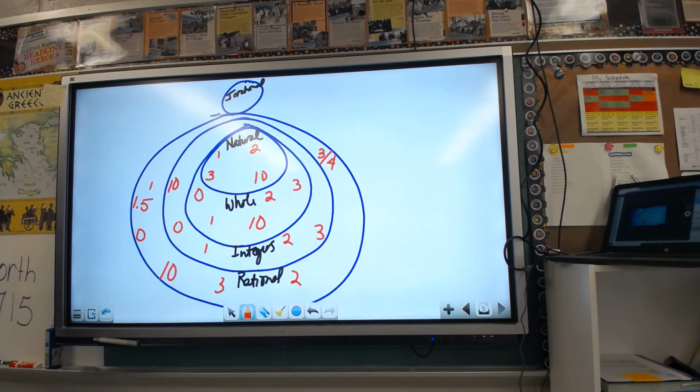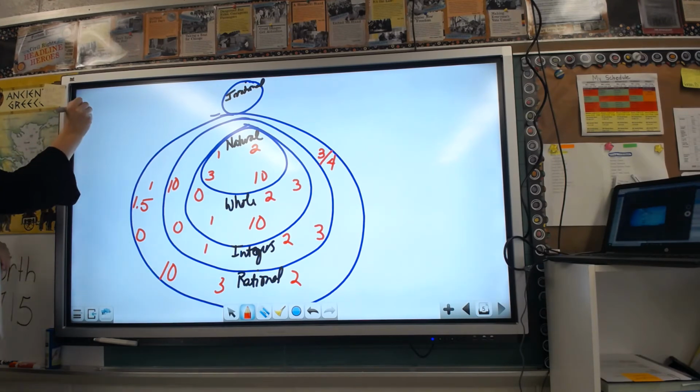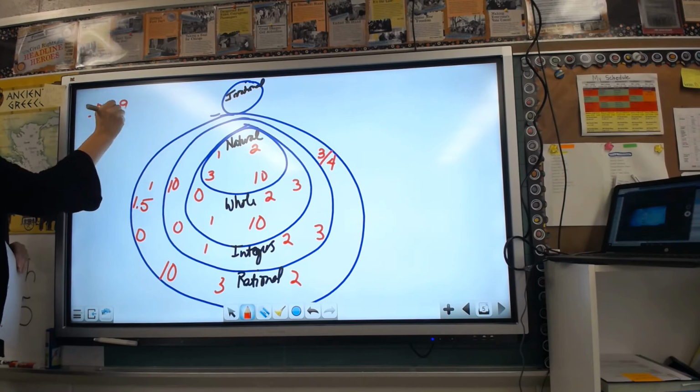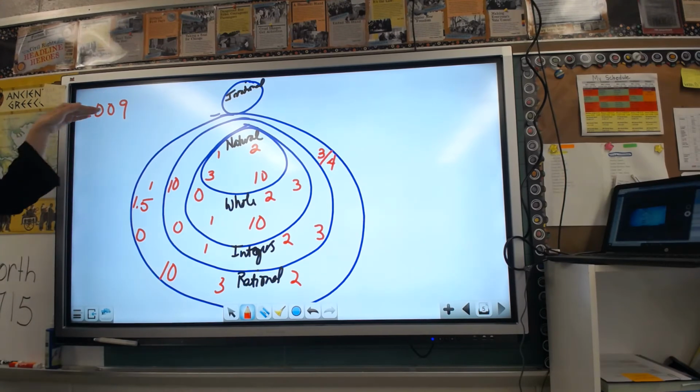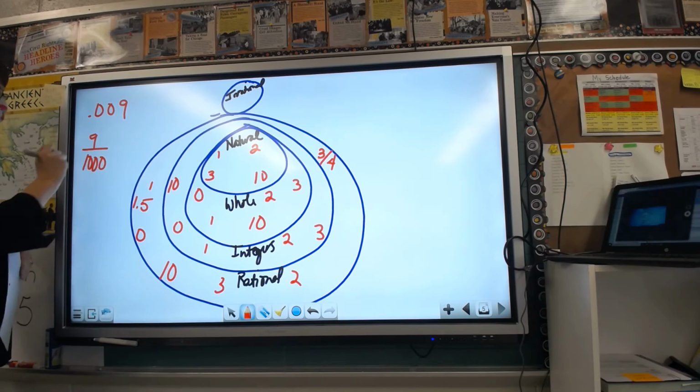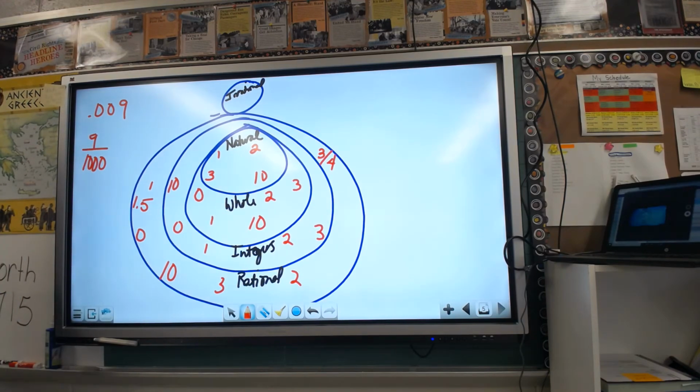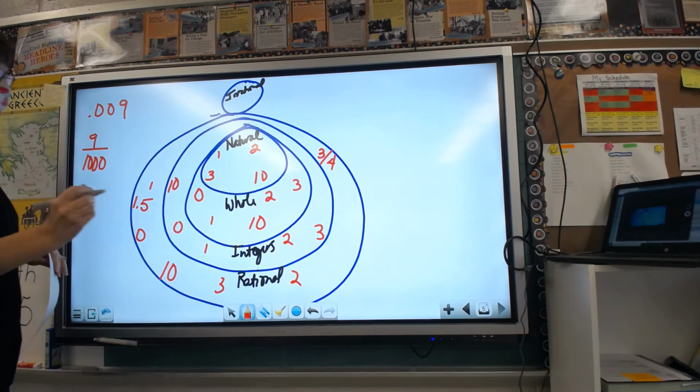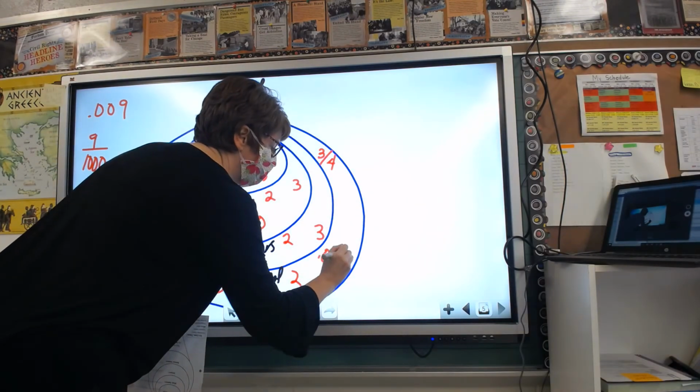How about 0.009? Yes. How would you read that? I didn't read that correctly. I read it like a scientist. How would a math person read that? Nine thousandths. So what does that mean? Rational, you got it. 0.009, okay?